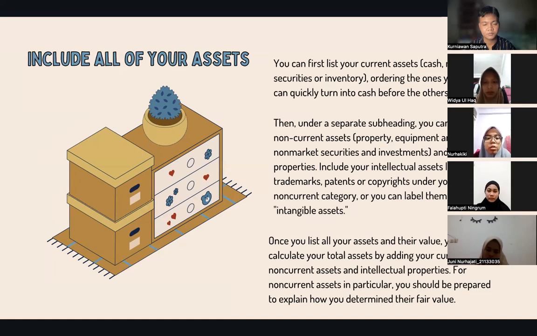Once you list all your assets and their values, you can calculate your total assets by adding your current assets, non-current assets, and intellectual properties. For non-current assets in particular, you should be prepared to explain how you determine their fair value.